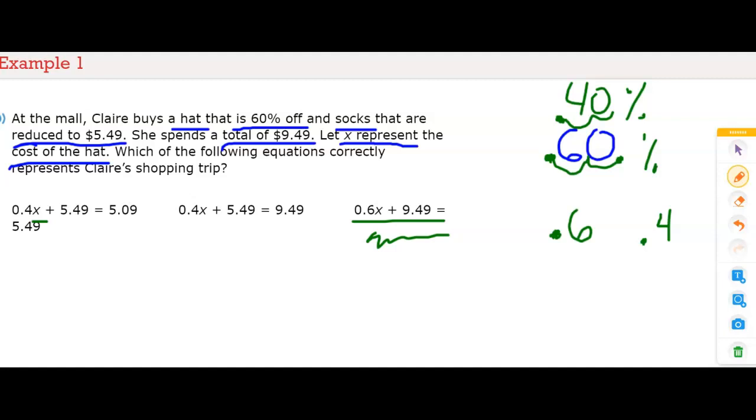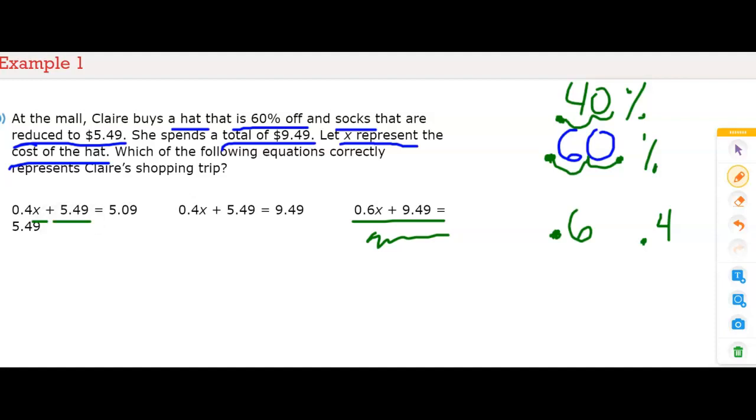So let's move on to the other two options that we have. In the other two options, we don't see the 6/10, we see the 4/10. So the 4/10 is the percentage of the price of the hat that we will have to pay, or that Claire will have to pay. So one of these options should be correct. So let's look at the information in each of them. So let's start with this one over here.